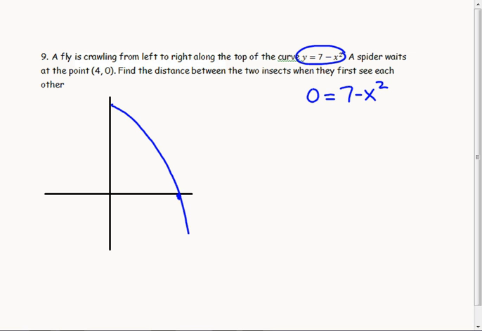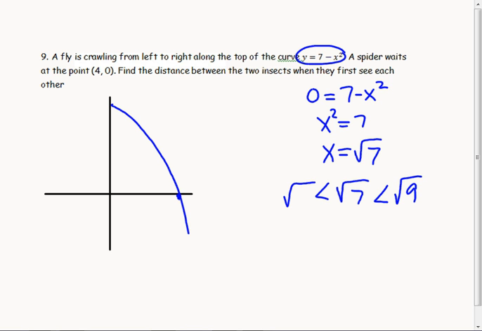Remember how to find zeros. You set your function equal to 0. And so x squared equals 7, so x equals the square root of 7. Well, I still don't know what that is, but I do know that the square root of 7 is between the square root of 4 and the square root of 9. So it's between 2 and 3. That's what I really like to know about square roots, not how to simplify it. So I know this is right, maybe 2.2 or whatever. So my spider is over here at 4, 0.